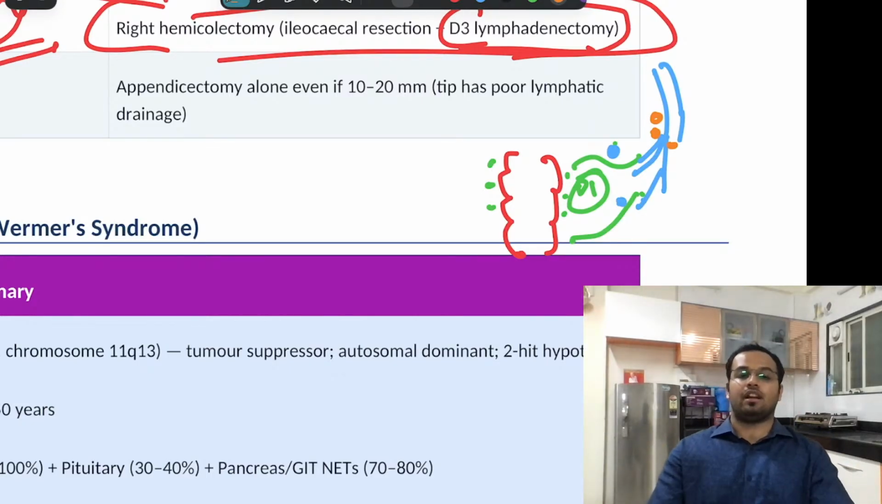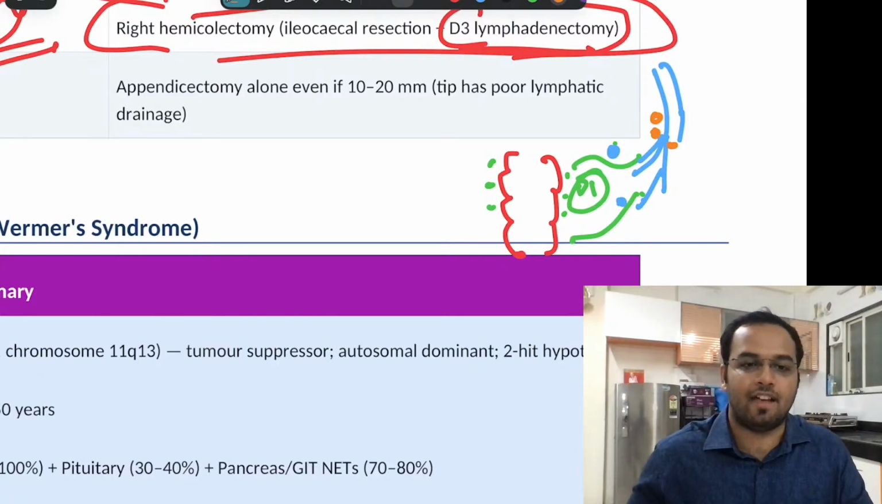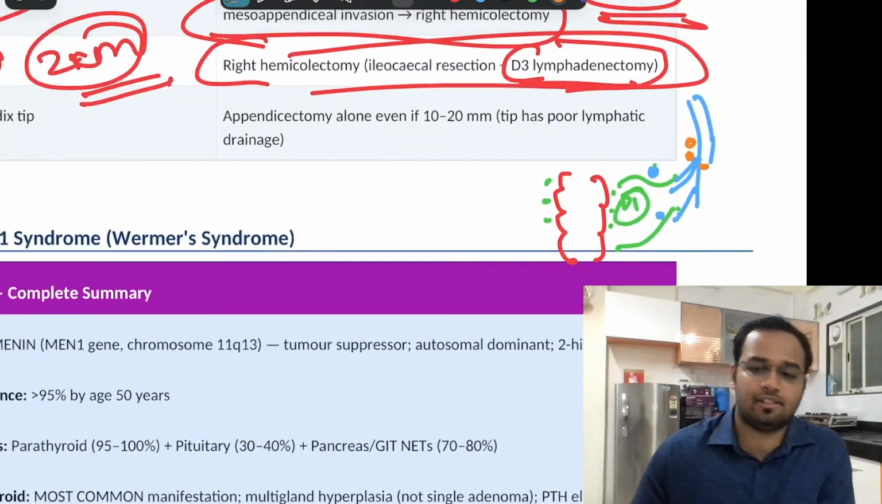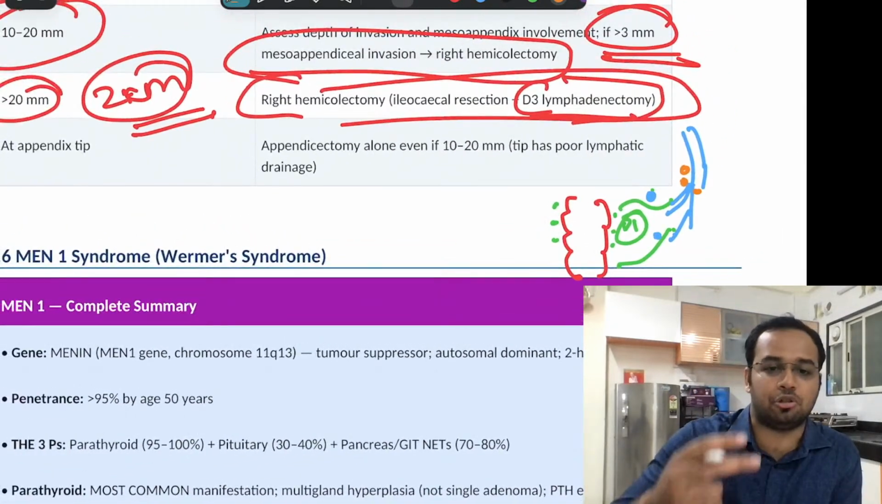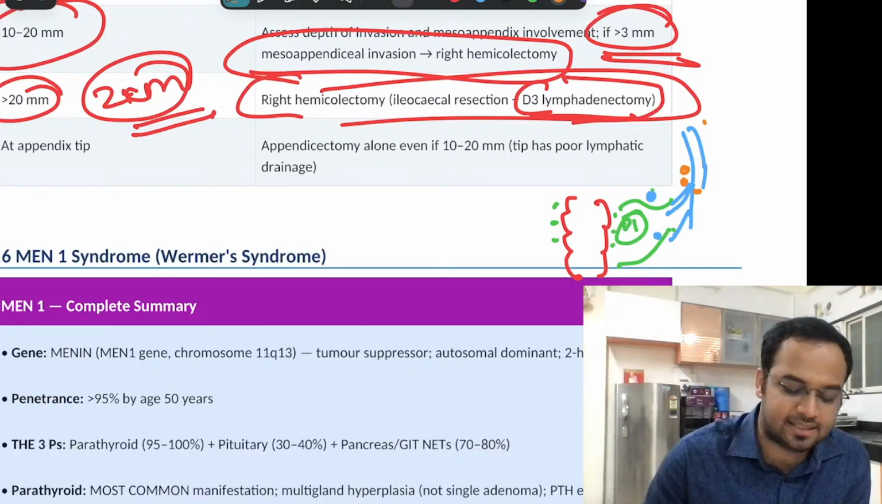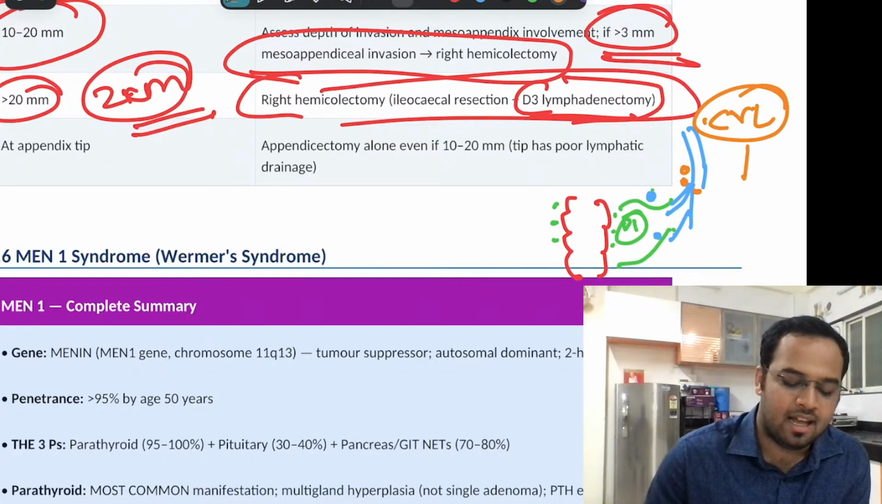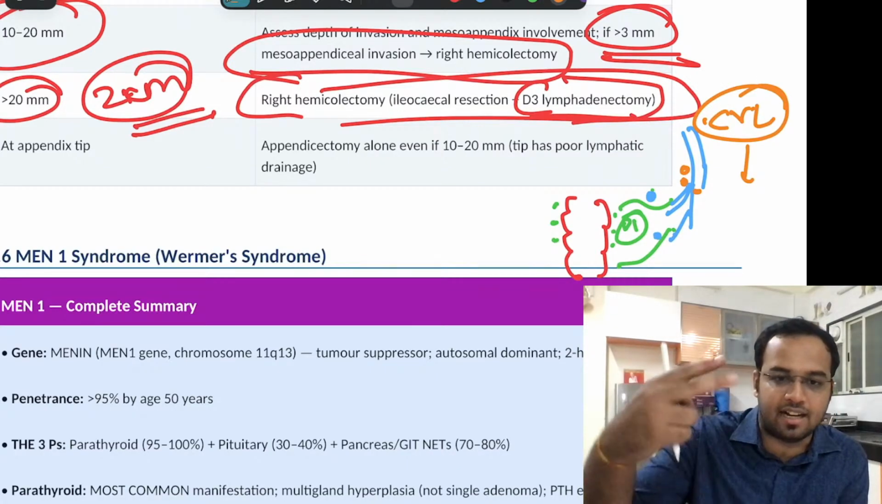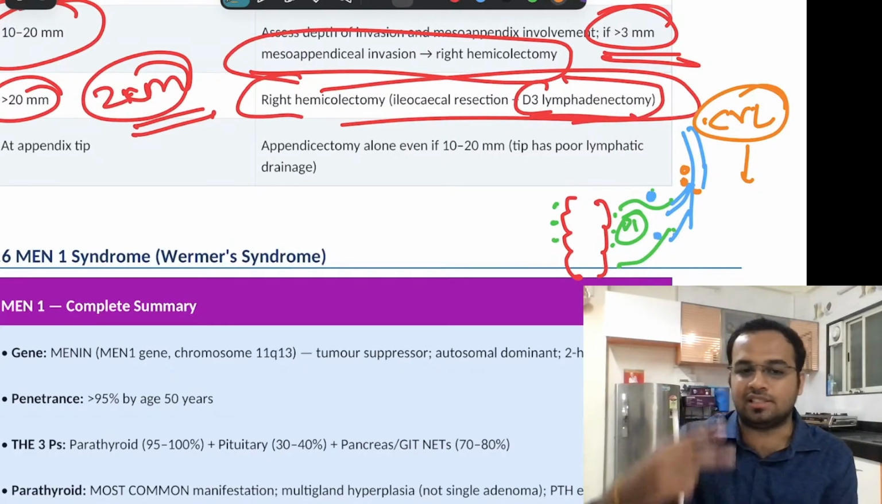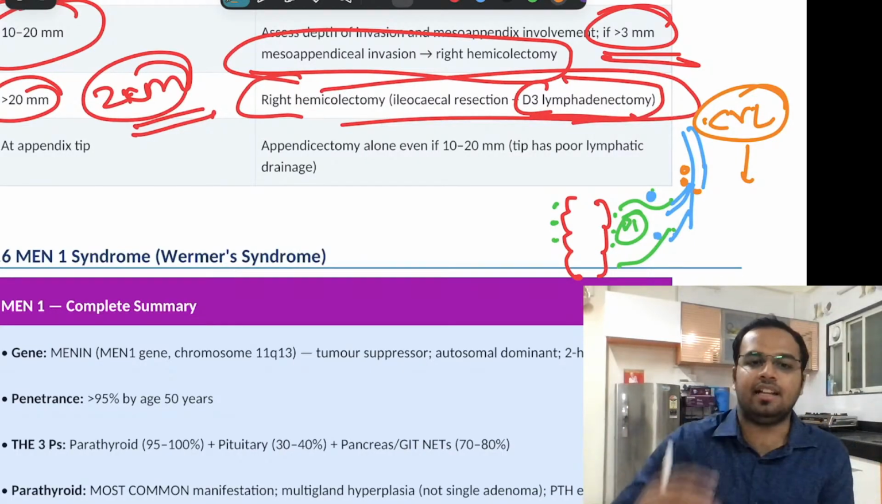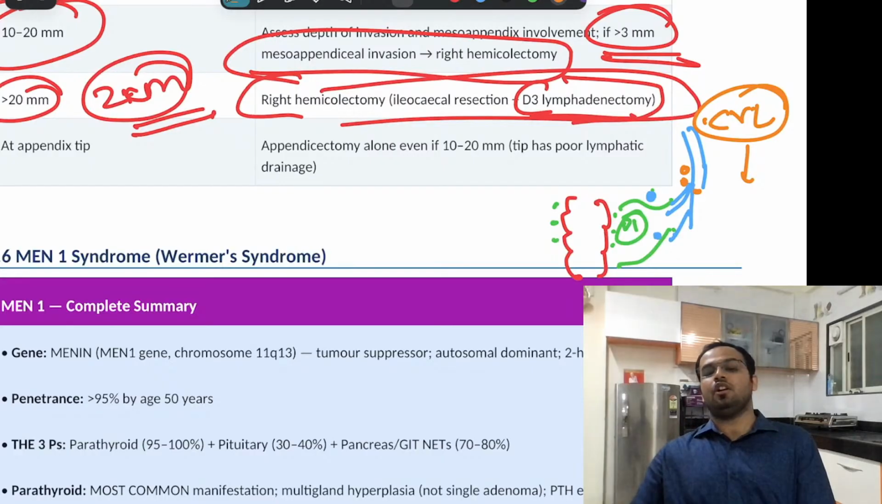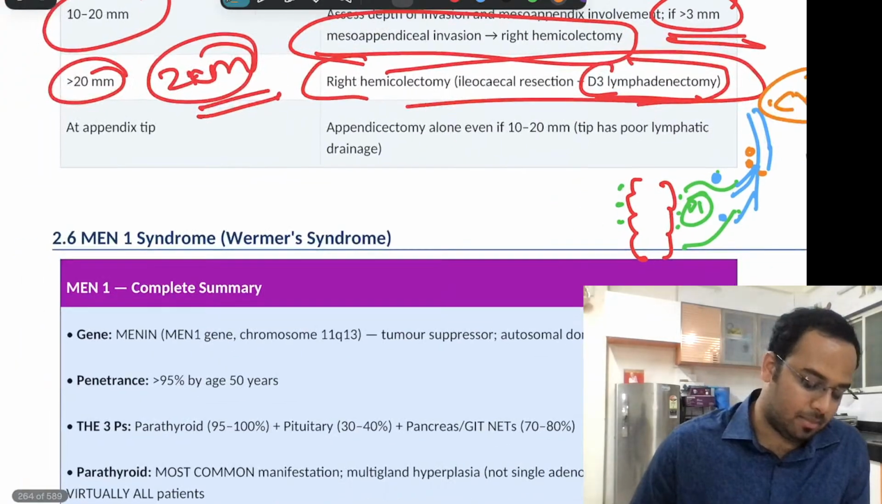Whenever you are going for a radical resection, always remember that you should go for a D3 lymphadenectomy. D3 lymphadenectomy means you remove the lymph nodes present at the vascular origin. So you ligate right up to where the vascular origin is coming from. This is high vessel ligation, called CVL. What is CVL? Central vascular ligation. You ligate the central vessel, the main vessel, and then resect the specimen. So central vascular ligation with your D1 to D3 lymphadenectomy is very much important.